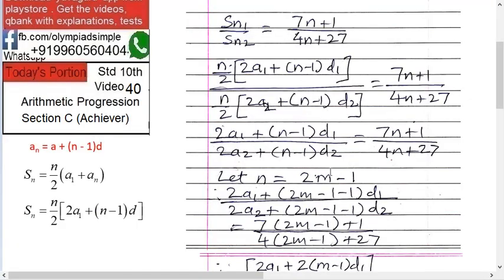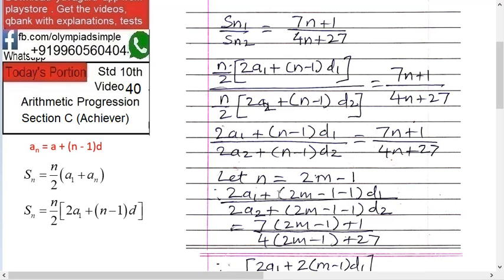Why have we taken this 2m - 1? Because if you put it over here, 2m - 1, then what happens? n - 1 means 2m - 2, so 2 can be taken as common from everywhere. So the terms become different. Okay. And then we get the mth term. Right. That's what we want.